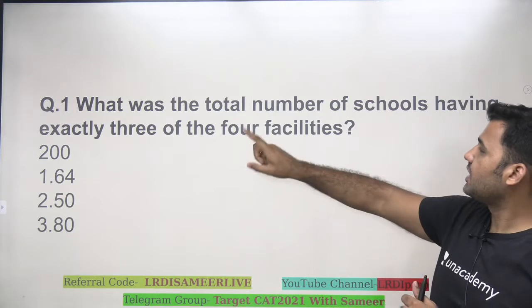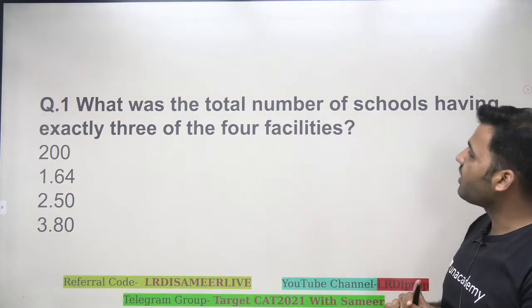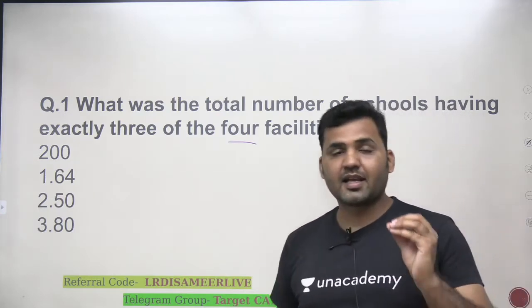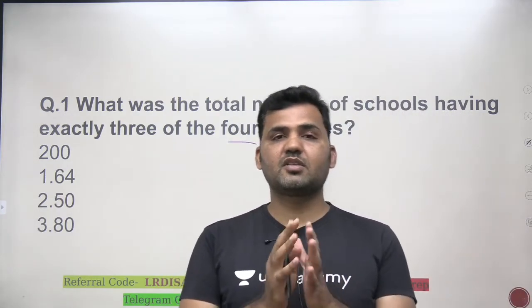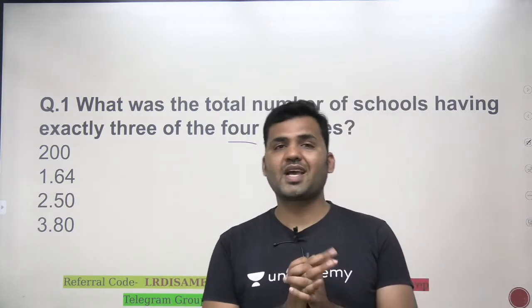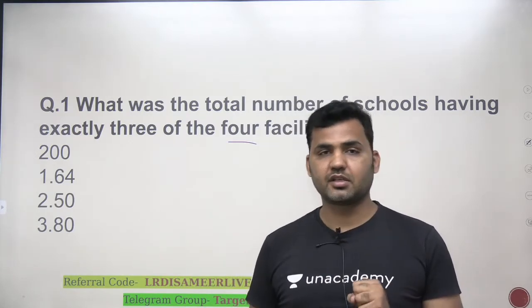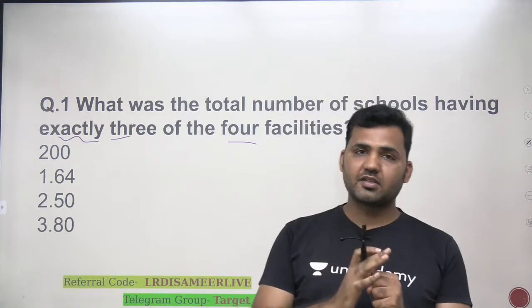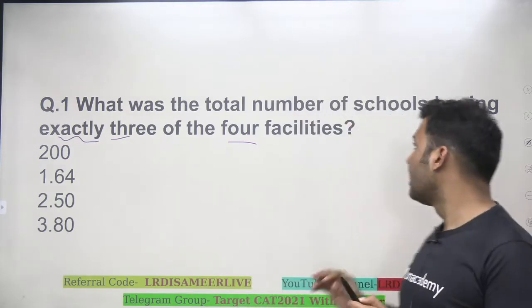The first question says, what was the total number of schools having exactly 3 of the 4 facilities? Now, exactly 3 out of the 4 facilities means I'm looking only for those values which have an intersection of exactly 3, because the word exactly is mentioned over here. So it's not at least 3, only exactly 3. Look at the Venn diagram.